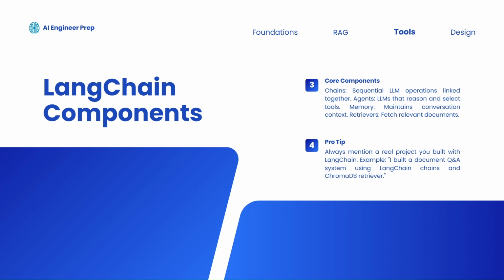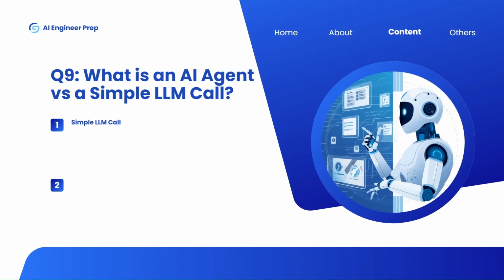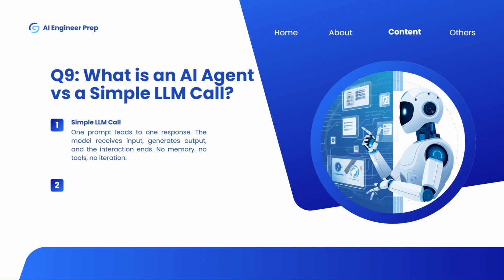What is an AI agent versus a simple LLM call? Simple LLM call: one prompt leads to one response. The model receives input, generates output, and the interaction ends. No memory, no tools, no interaction.